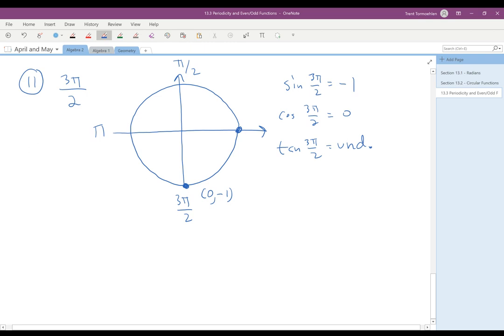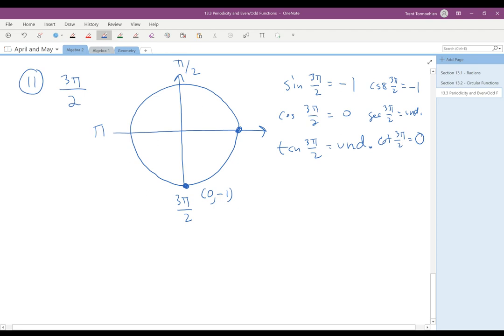And then you take the reciprocal functions, and so the cosecant of 3 pi over 2, well, the reciprocal of negative 1 is negative 1. The secant of 3 pi over 2, the reciprocal of 0 is just undefined. And then the cotangent of 3 pi over 2, well, it's not the reciprocal of undefined, it's the reciprocal of 1 over 0, which is 0 over 1. And so the cotangent of 3 pi over 2 is just 0.